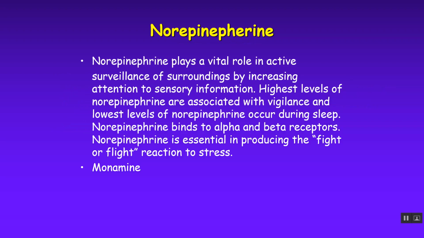Norepinephrine. Norepinephrine is critical and plays a vital role during active surveillance of surroundings. When norepinephrine is being secreted at its highest levels, and this fluctuates during the day and also whether you're awake versus when you're asleep, obviously, you have higher levels when you're awake because you need to be actively surveilling and vigilant. The lowest levels are during sleep. Norepinephrine binds to alpha and beta receptors. So there's alpha and beta receptors.